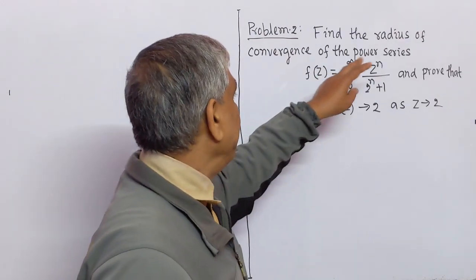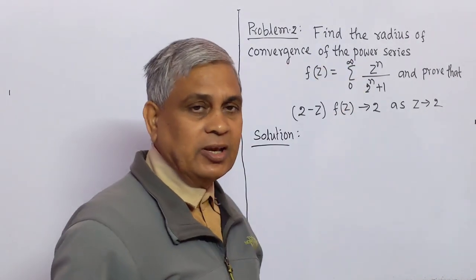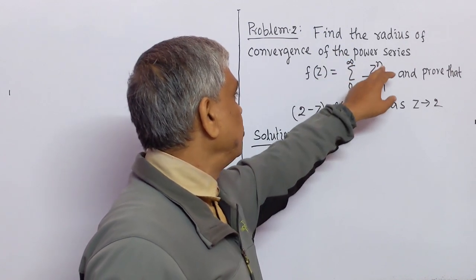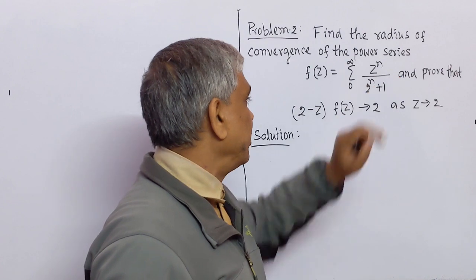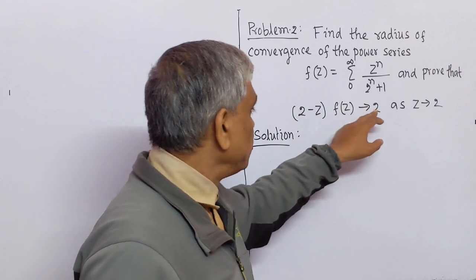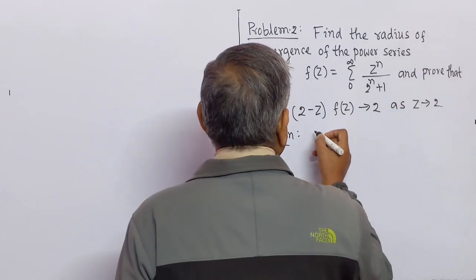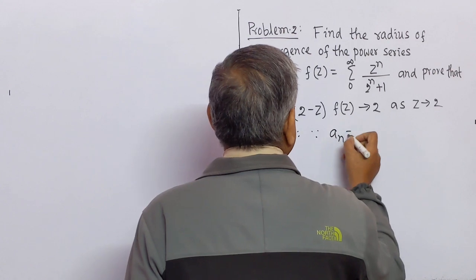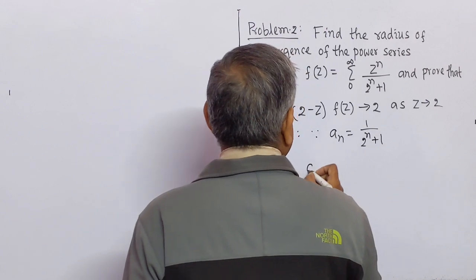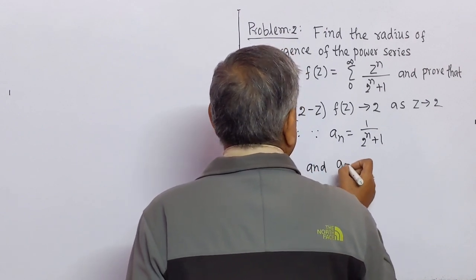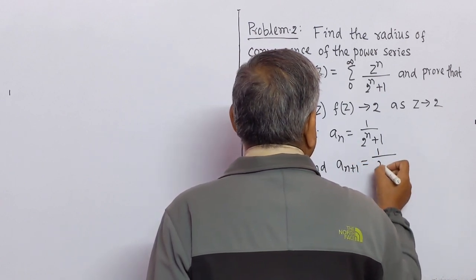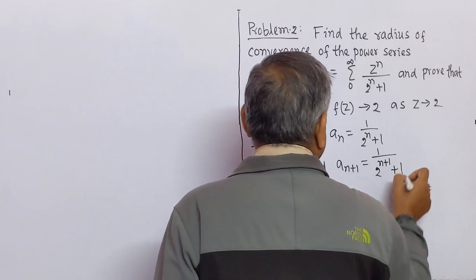Problem is, find the radius of convergence of the power series f(z) equal to sigma 0 to infinity z to the power n by 2 to the power n plus 1, and prove that (2 minus z) f(z) tends to 2 as z tends to 2. Since an equal to 1 by 2 to the power n plus 1 and a n plus 1 equal to 1 by 2 to the power n plus 1 plus 1.